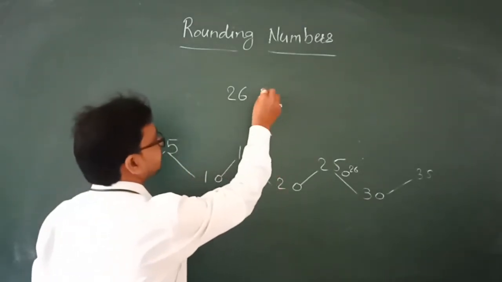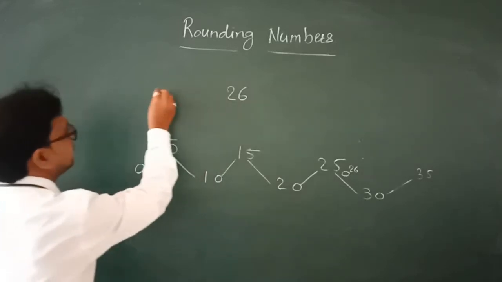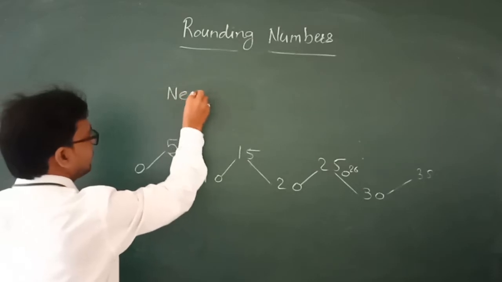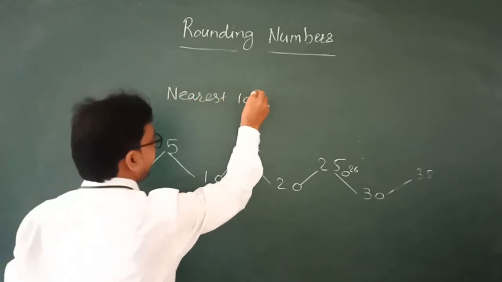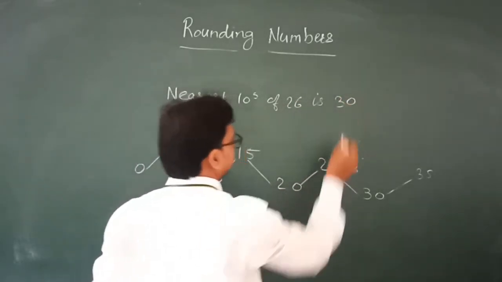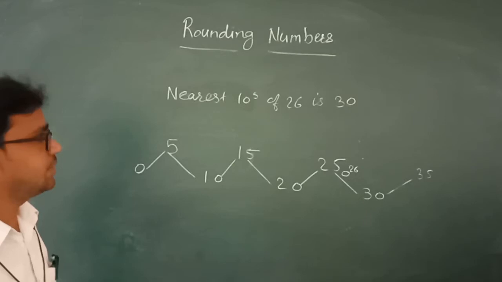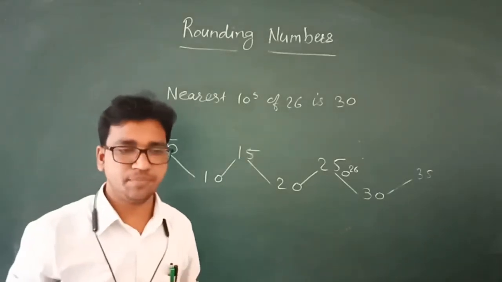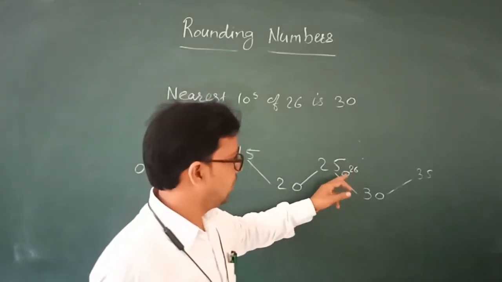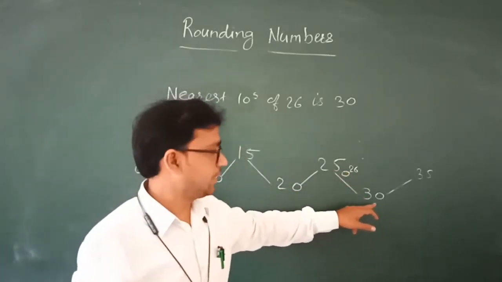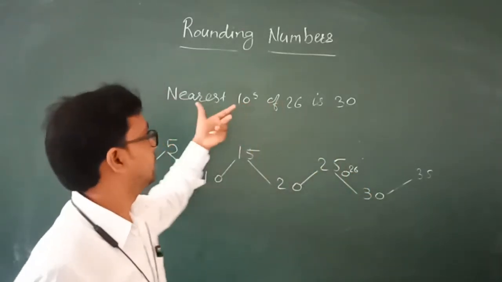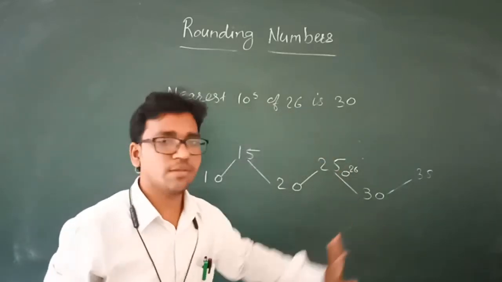So the answer is, the nearest tens of 26 is 30. Nearest tens of 26 is 30. Got it? So this 26 will be rounded to 30. That's why it is closer to 30.